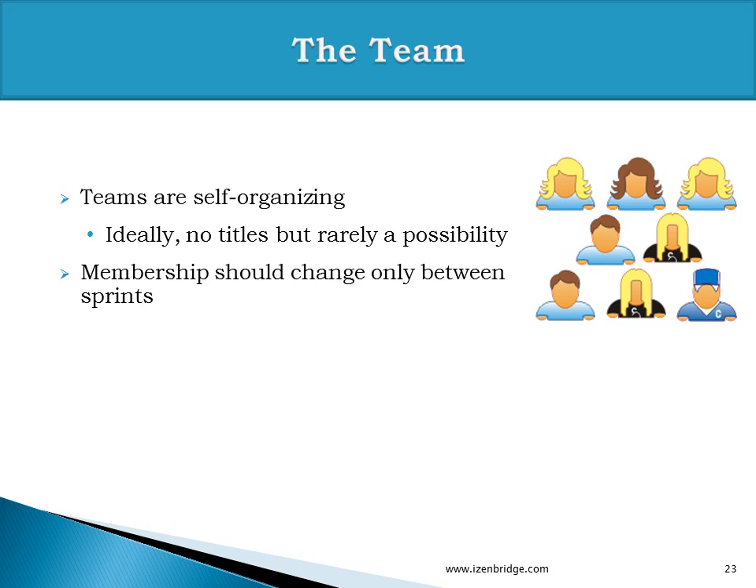Teams should be self-organizing. There should not be titles, and membership should change only between the sprints. Like if you want to change a team member because of any reason, you should target to have that change at the end of a sprint. So we should target not to have changes in a membership during the sprint cycle.